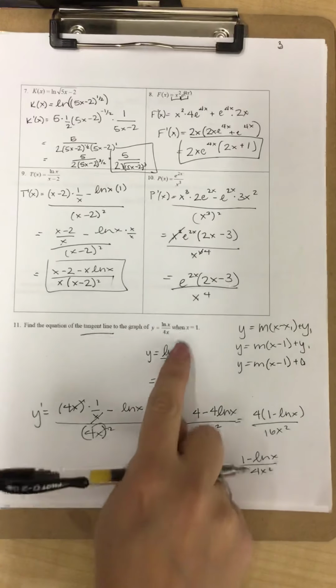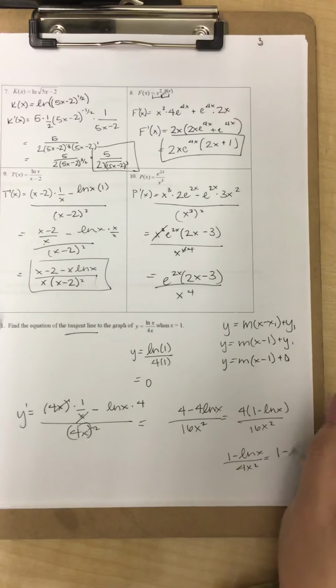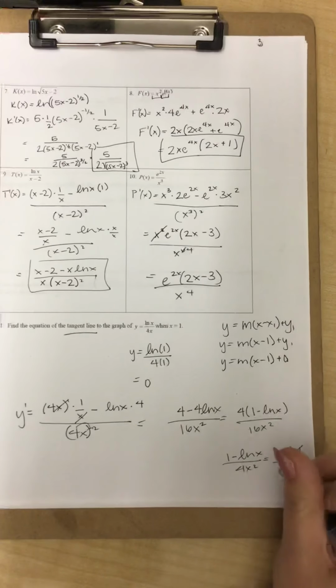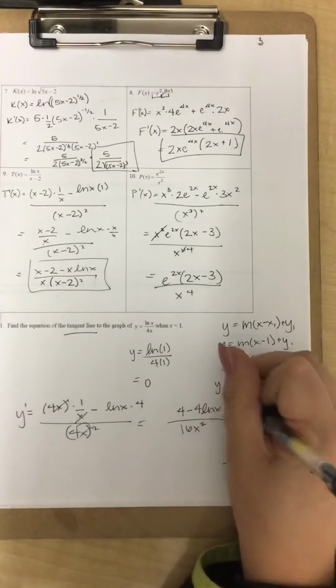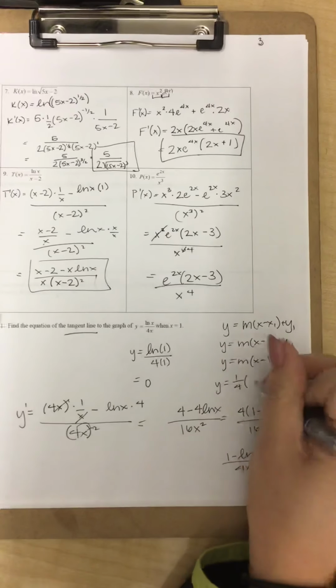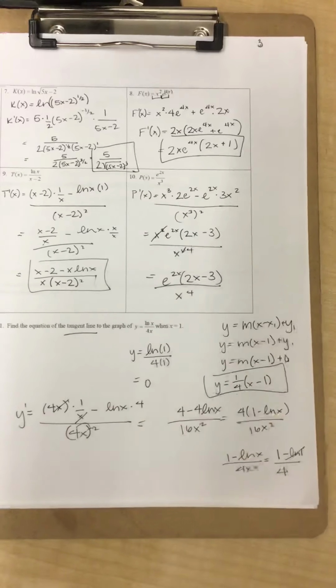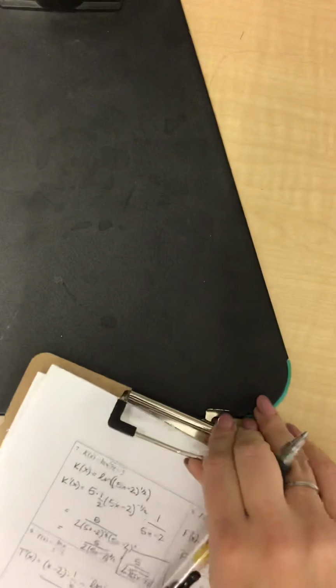And remember, we're trying to evaluate it at 1, so I'm just going to plug in 1. So it'll be 1 minus the natural log of 1, which we know is 0, over 4 times 1 squared, which is 4. So y prime is 1/4. M is 1/4. And there's your tangent line. All right, on to the 4th page.